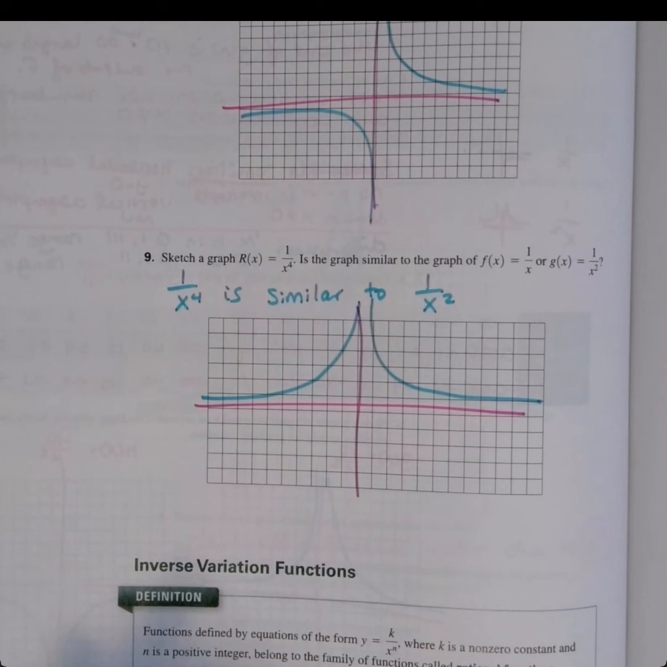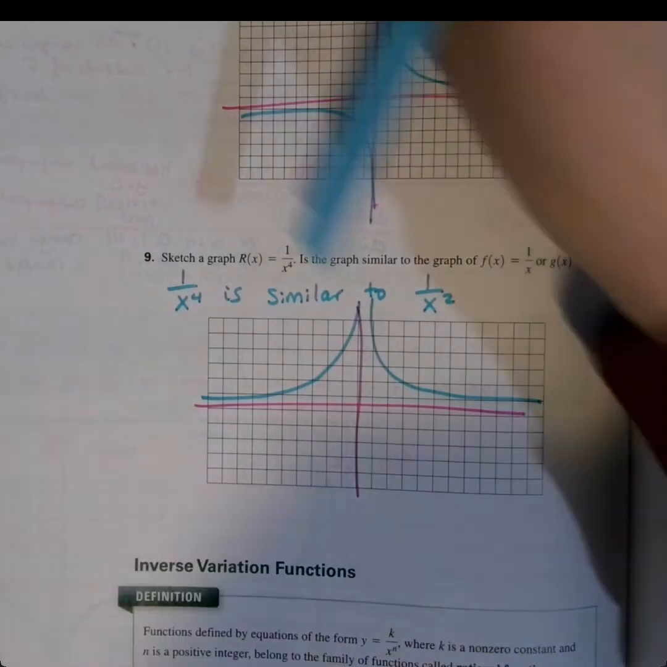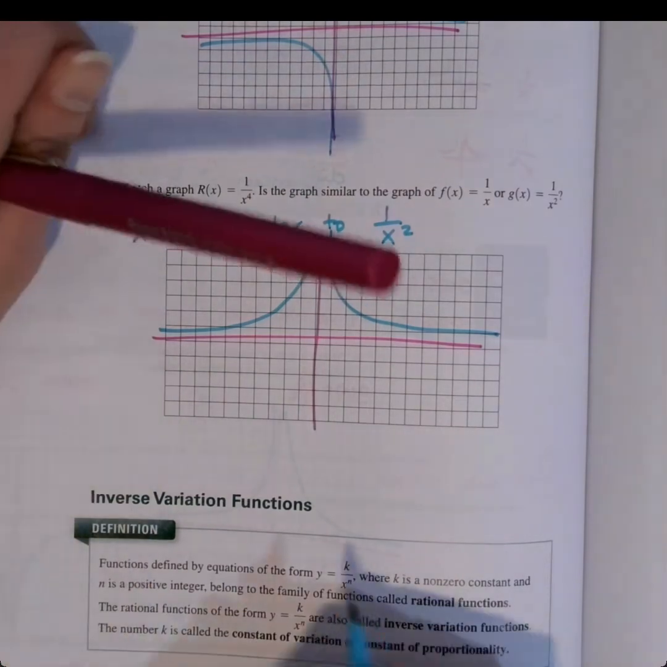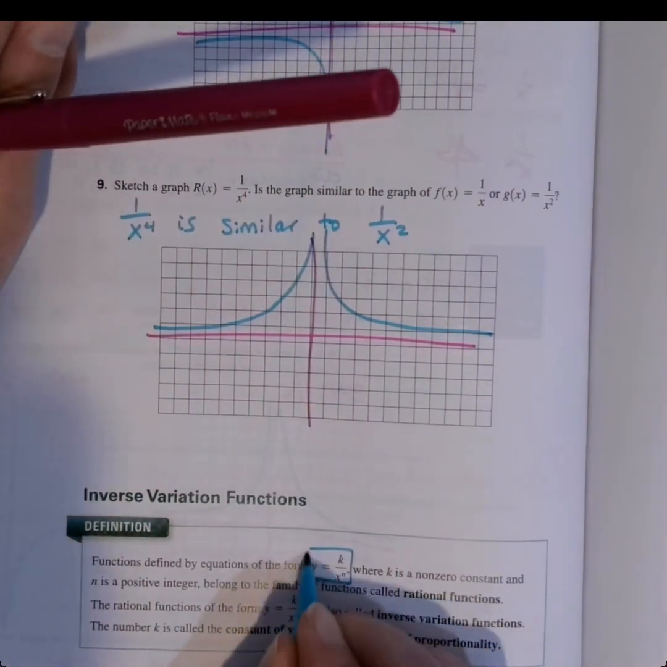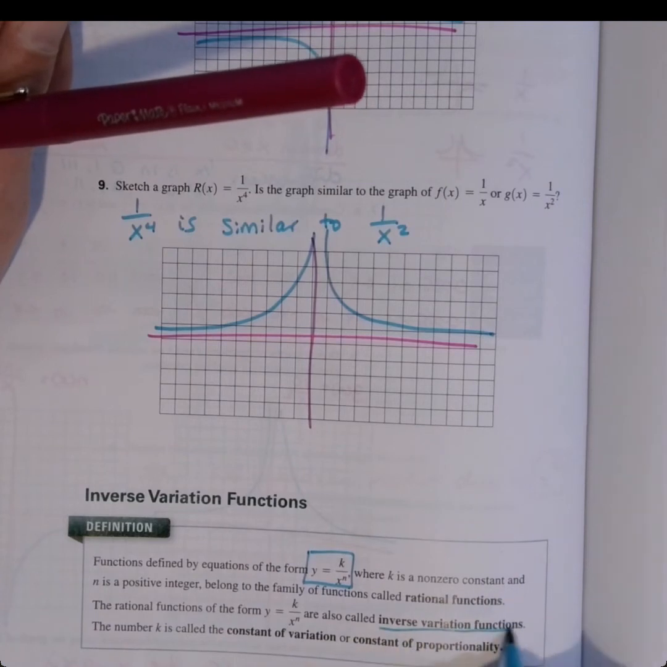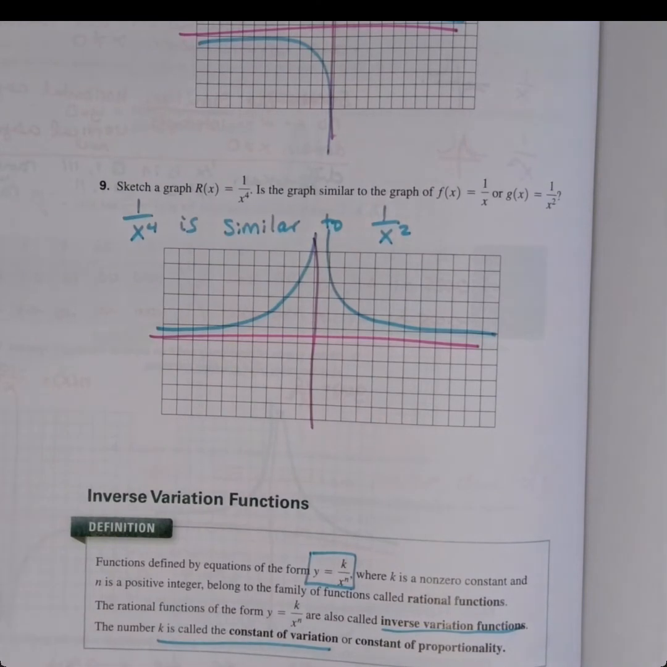Okay, so onto our inverse variations down here. We've already talked a little bit about the form y equals k over x to the n. That's going to be the formula for inverse variation, where k is the constant of variation, also called the constant of proportionality.